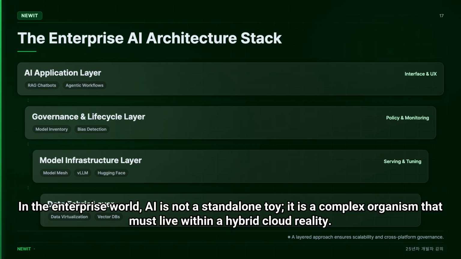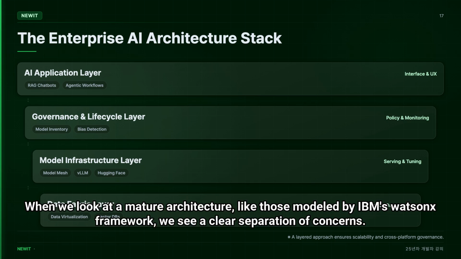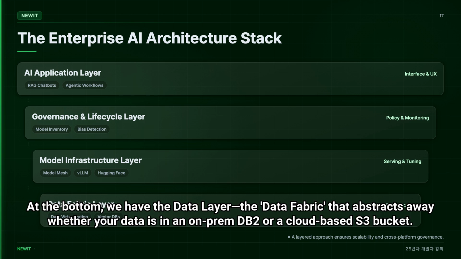In the enterprise world, AI is not a standalone toy. It is a complex organism that must live within a hybrid cloud reality. When we look at a mature architecture, like those modeled by IBM's Watsonx framework, we see a clear separation of concerns. At the bottom, we have the data layer, the data fabric that abstracts away whether your data is in an on-prem DB2 or a cloud-based S3 bucket.